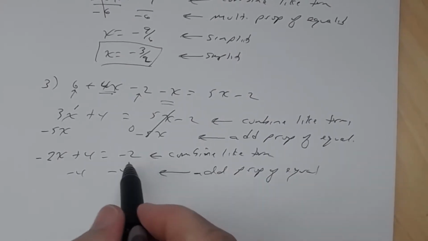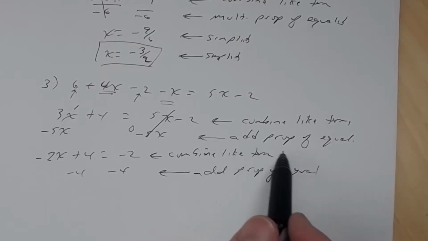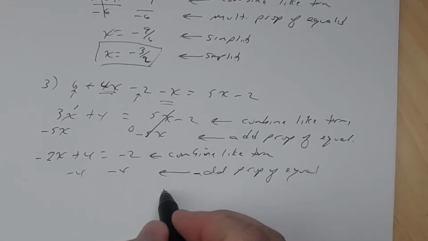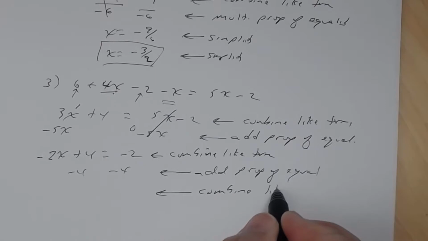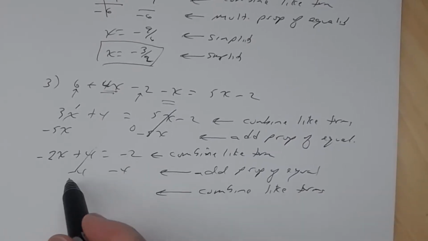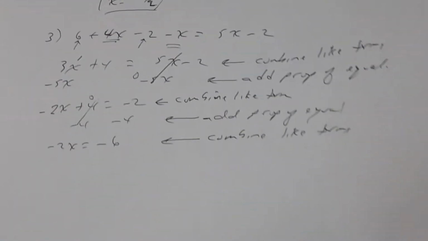Okay, so now remember I'm subtracting 4 from both sides. So once you use the addition property of equality, and the next step is combine like terms. The next step is combine like terms. So combine like terms. And so 4 and a negative 4 is 0. Negative 2x plus 0 is negative 2x equal, and a negative 4 and a negative 2 is a negative 6. So that's where I'm at.